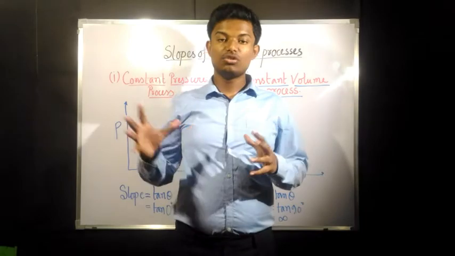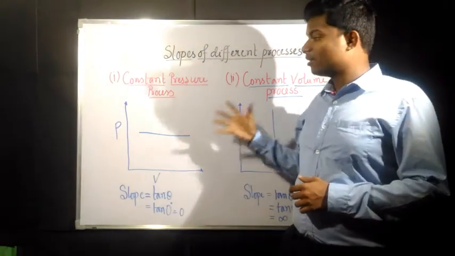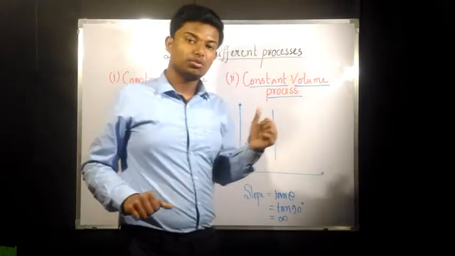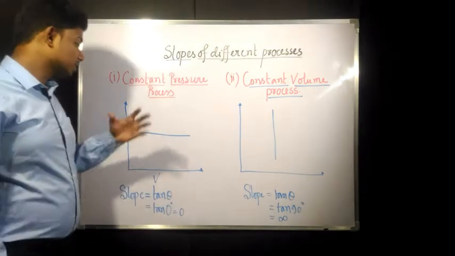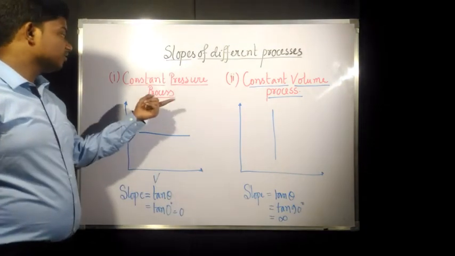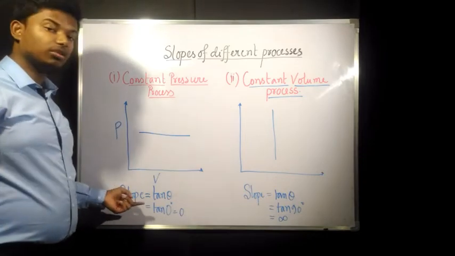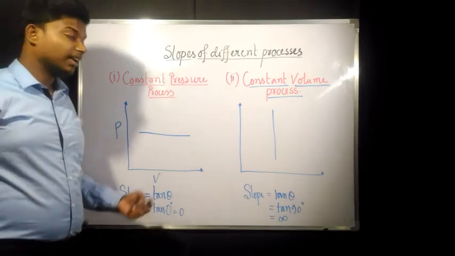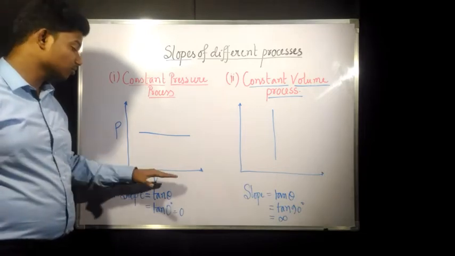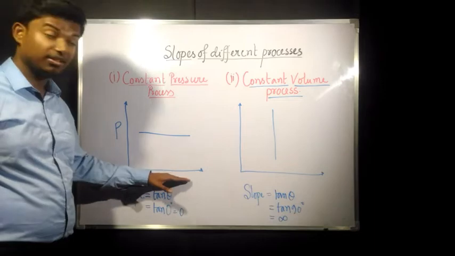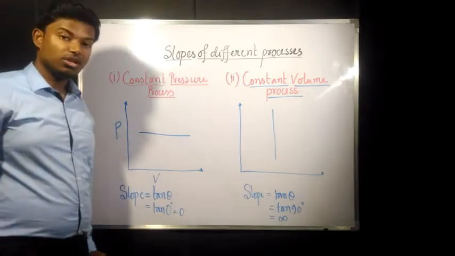Okay, so now we'll see the slope for different closed system processes. These are some of the processes, constant pressure, constant volume, and so on. We need to find the slope for each of the plots in the PV diagram. So this is the PV diagram, and the first one is the constant pressure process. For constant pressure, we know that slope is equal to tan theta. Here theta is equal to 0, because this is completely horizontal. The theta it makes with the x-axis, or the volume axis, is 0 degrees. So the slope is tan 0, which equals 0.